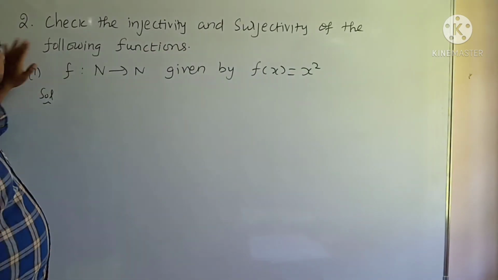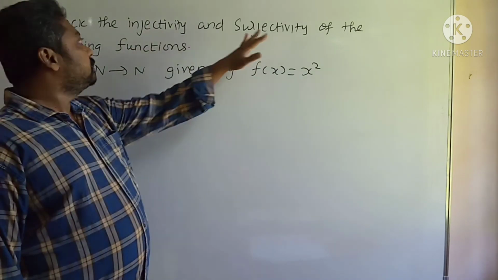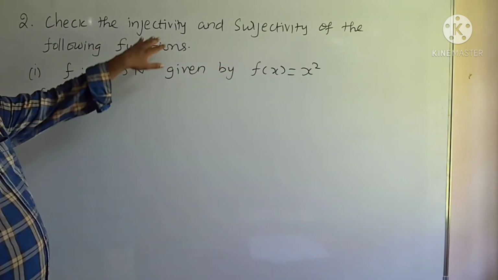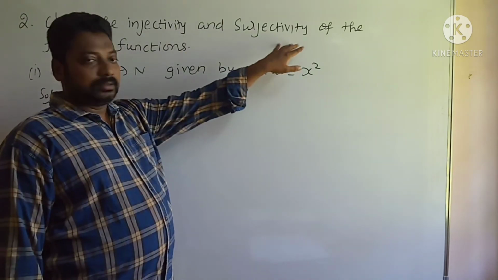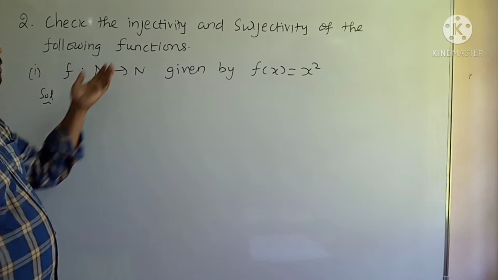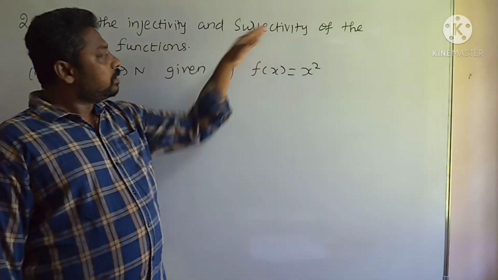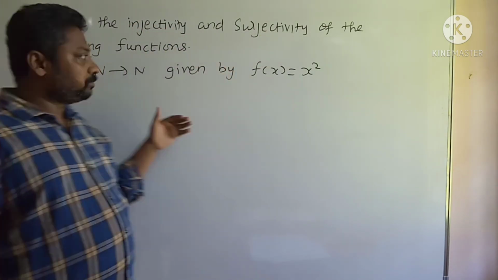Coming to the second question, check the injectivity and surjectivity of the following functions. Injectivity is nothing but one-to-one and surjectivity is nothing but onto. If the function is both injective and surjective, then the function is called bijective.